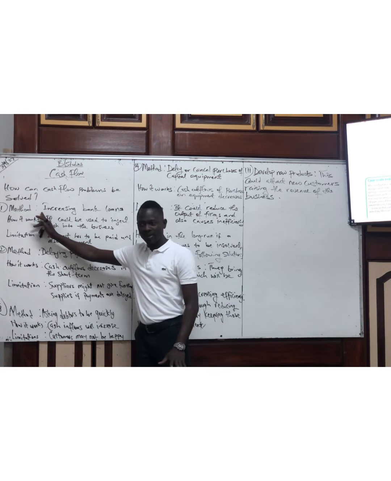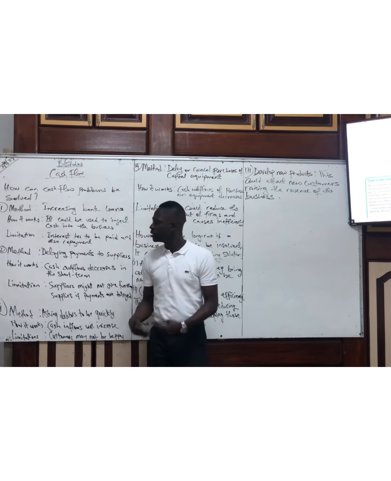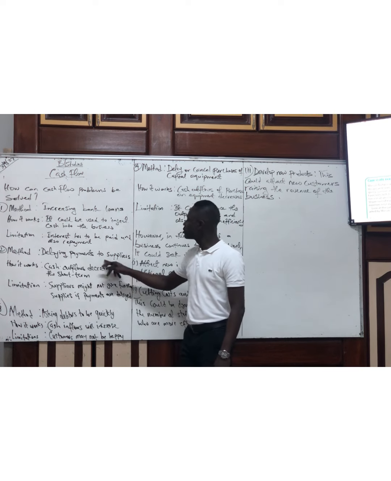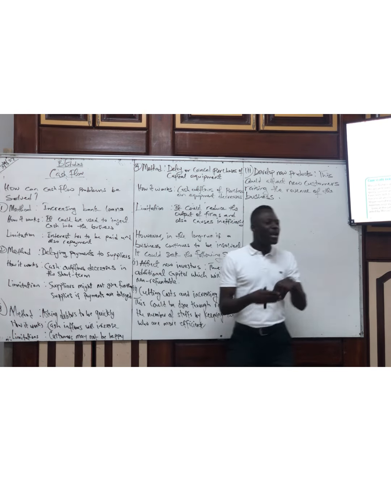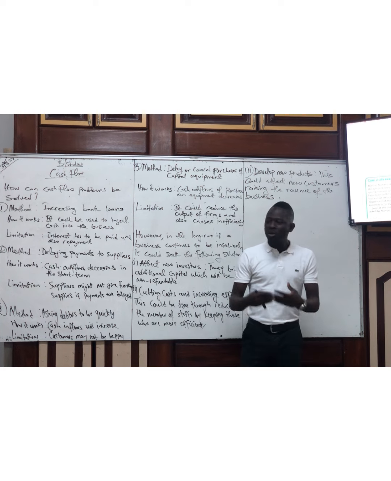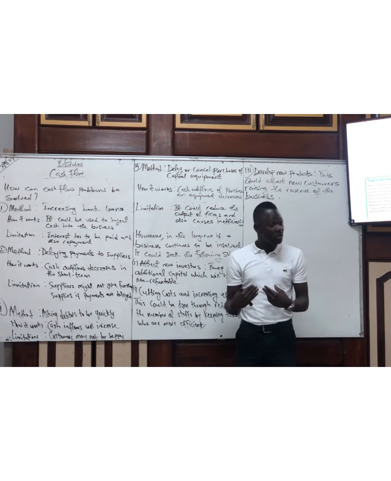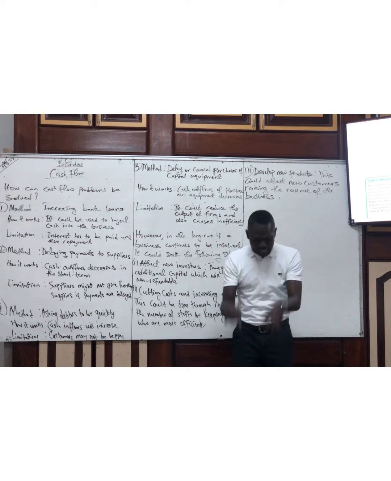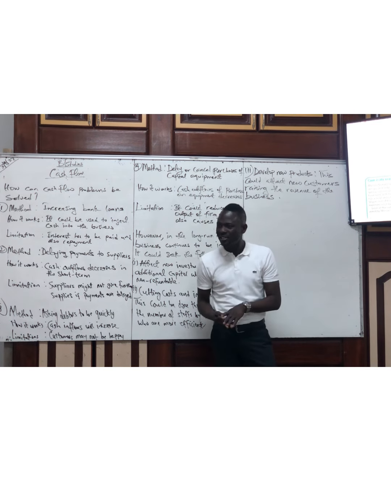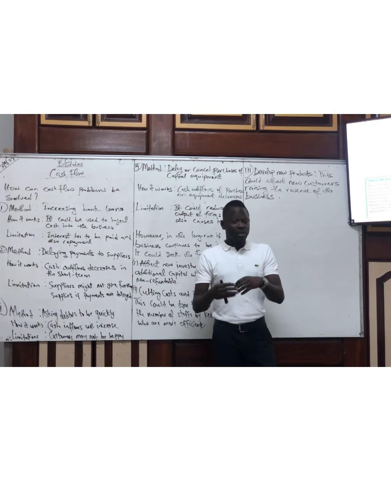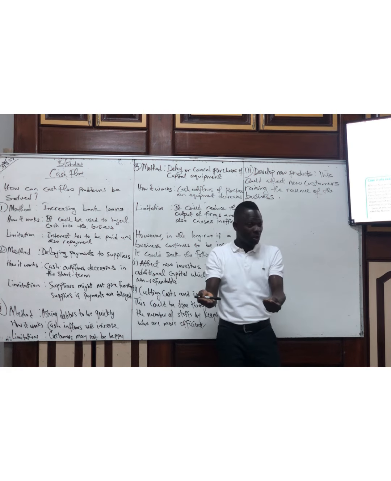So the first method is clear, right? Right? Yes. The second one, delaying payments to suppliers. Here, you buy on credit. When you buy on credit, it means your suppliers will supply you, but you won't pay them at that point in time. That's buying on credit. So when you do this, you know when you pay back, when you pay your creditor, it is what?